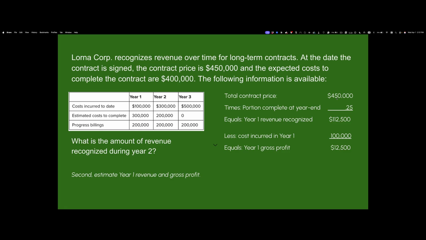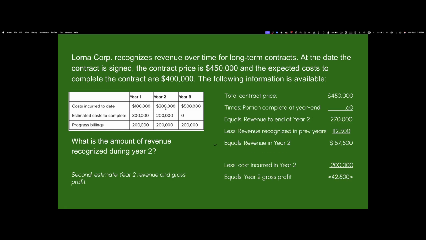We take the $450,000 contract price times 0.25, and we have year one revenue that's recognized, $112,500. And then we show the costs incurred in year one of $100,000. We record year one gross profit $12,500. But things change in year two, and that's where we're going now.